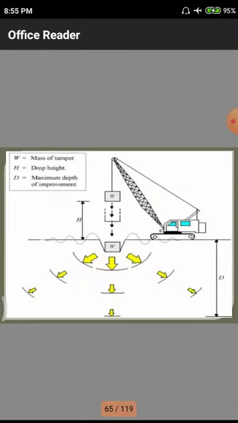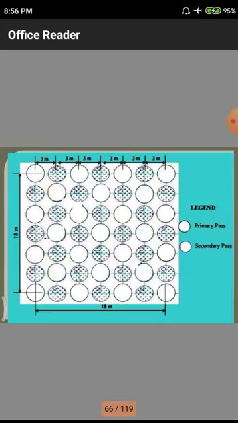This is the pattern. Okay, this is the particular pattern. Primary pass, secondary pass. That means after each pass we need to give some sort of free space. We are having a dotted portion and a circular portion here. The dotted portion is the compacted portion. After that we need to give some free space of minimum 3 meters.